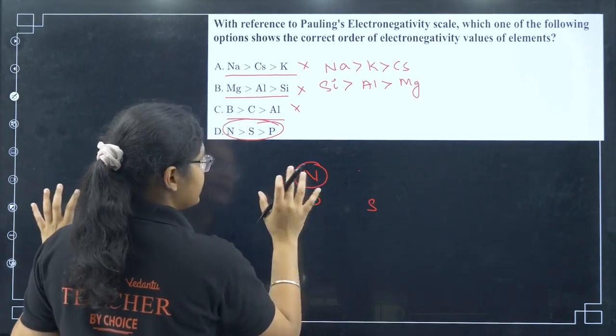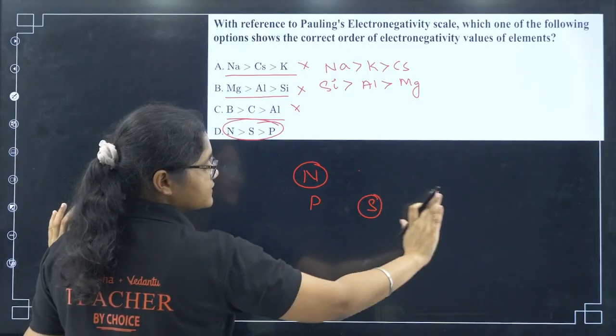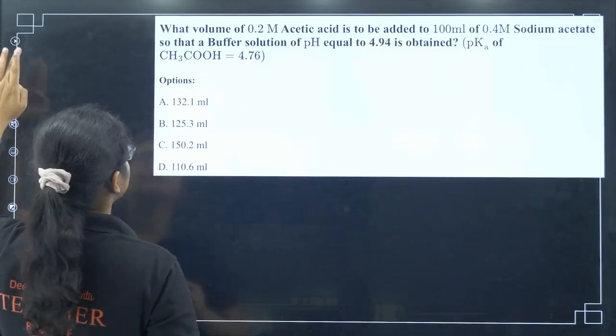So nitrogen is highly electronegative, then these two will come, and out of these two, sulfur is more electronegative because along the period the electronegativity increases. So that is why option number D is correct.